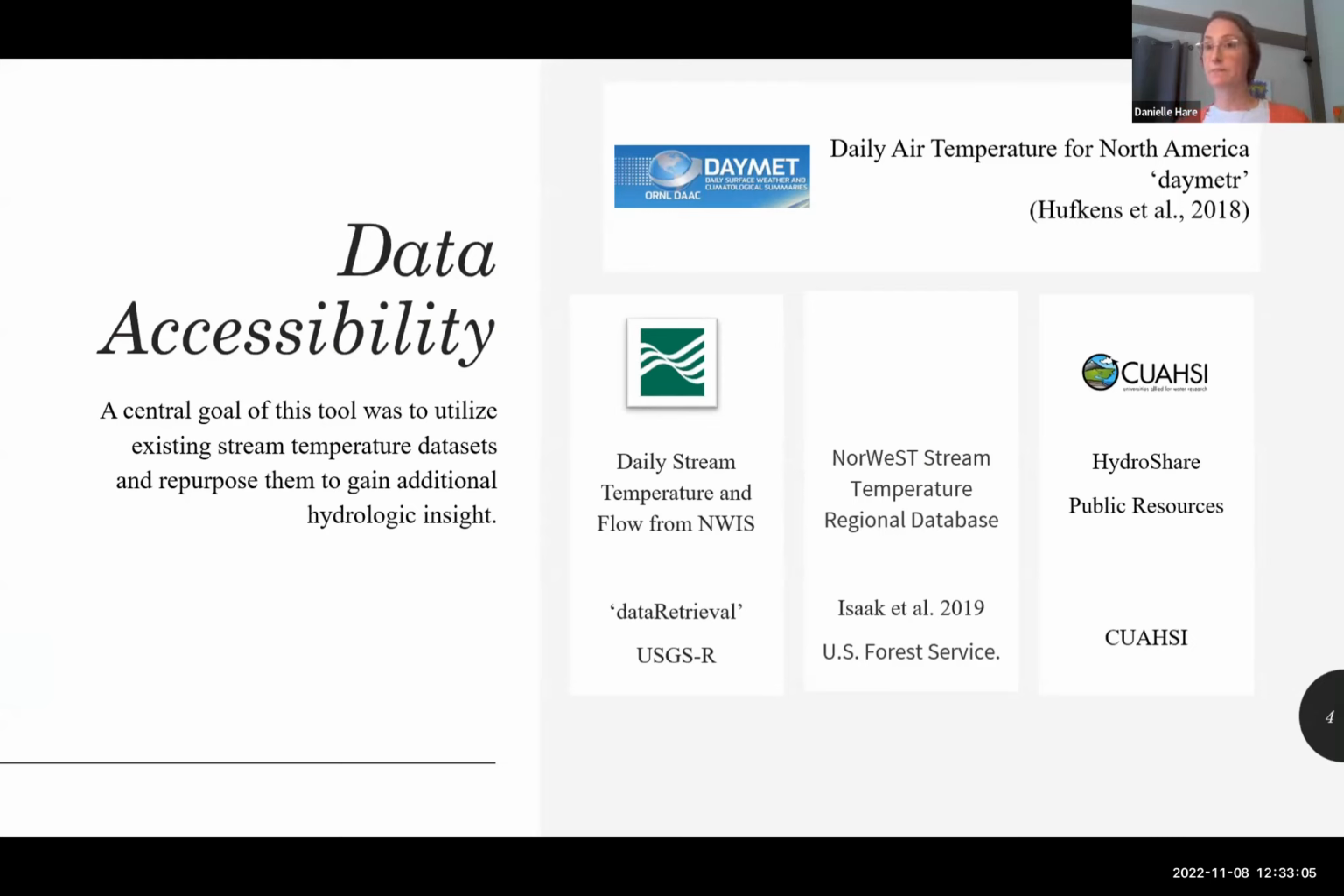And so as far as publicly available data, you can use NWIS data, Norwest data. You can also use any of the publicly available HydroShare resources that are available on CUAHSI's website. And then, like I mentioned before, the air temperature, if you choose to use, or if your site is in North America and you don't have your own local air temperature, you can extract the air temperature using DayMet, which we already saw a little bit earlier.